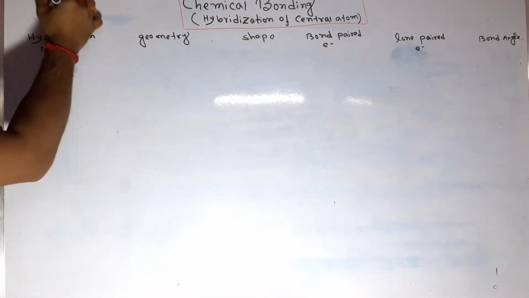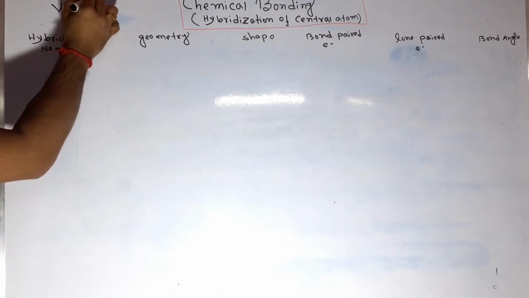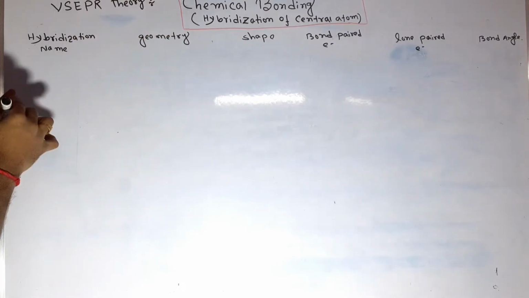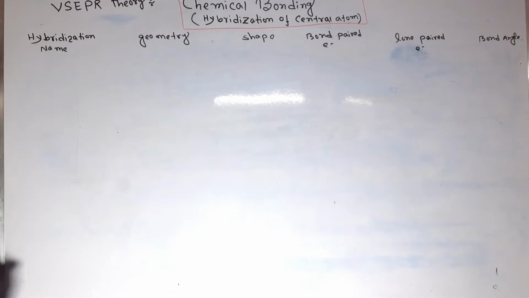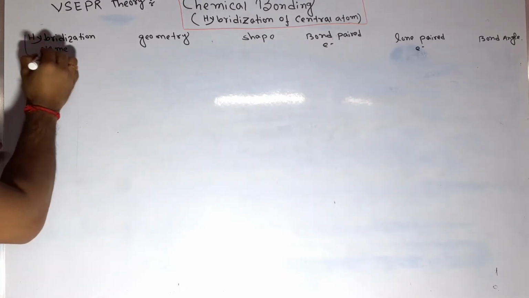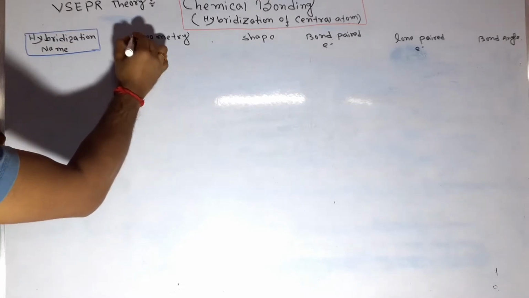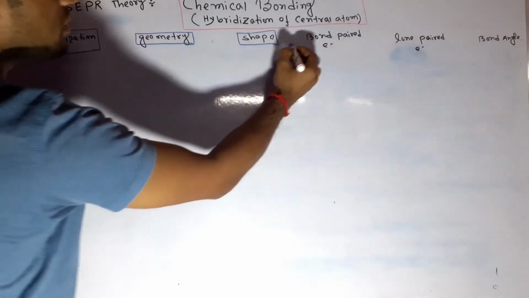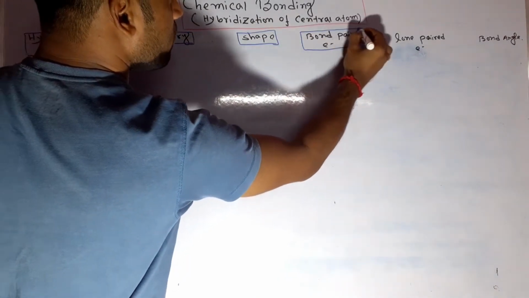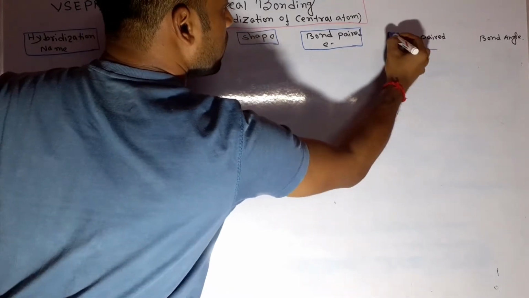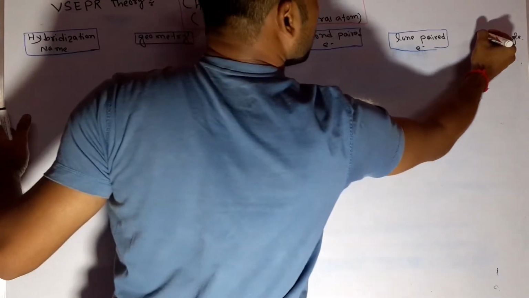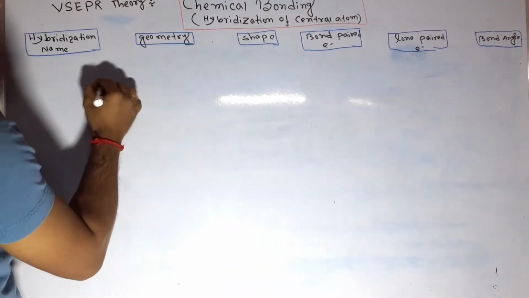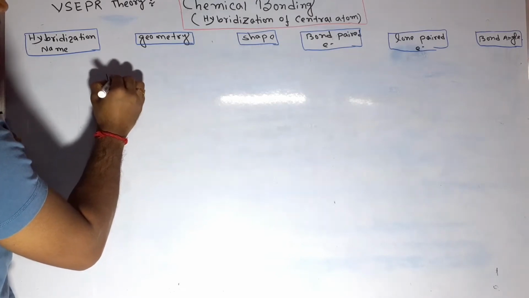This is the VSEPR model, the VSEPR theory. Making the table: hybridization name, what is the geometry of the compound, what is the shape of the compound, the number of bond pair electrons present in this compound, the number of lone pair electrons present in this compound, then the bond angle. First we discuss one more procedure for making the hybridization number.